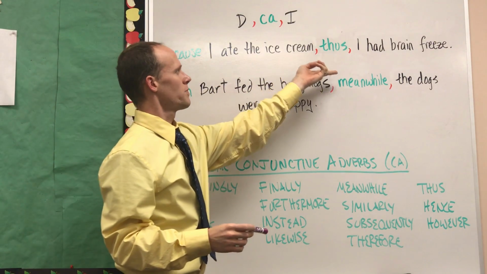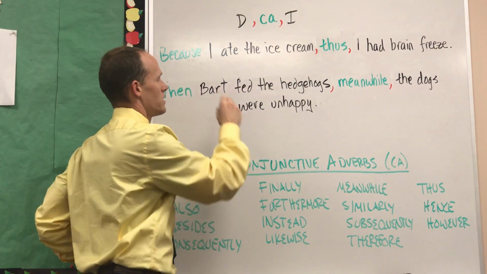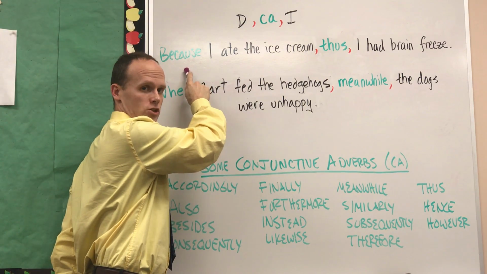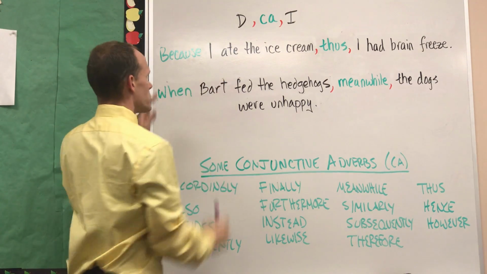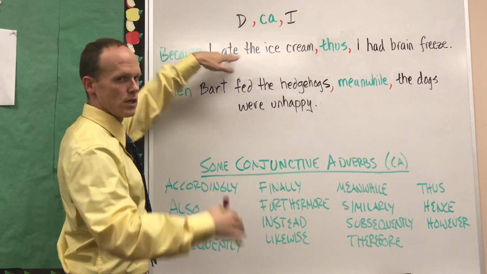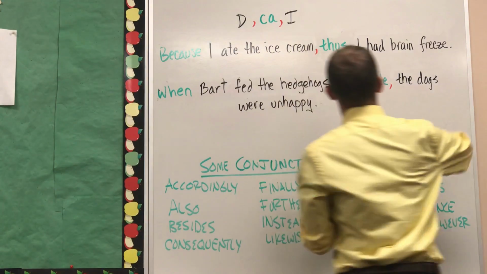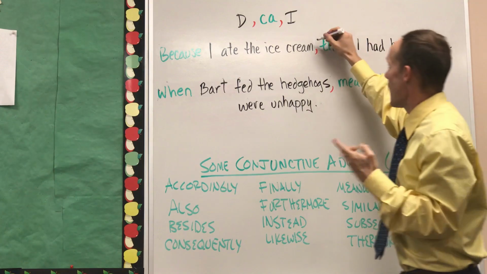Because I ate the ice cream, thus I had brain freeze. Oh, mint chocolate chip. Oh, my brain's freezing now. Okay, so because is a subordinating conjunction. Once I use a subordinating conjunction to start off the sentence, it's going to create a dependent clause. Because I ate the ice cream. If I covered this up, because I ate the ice cream, it's not a complete thought.